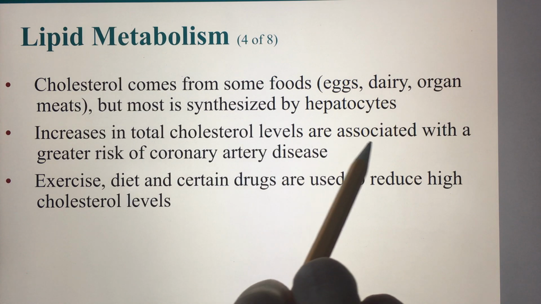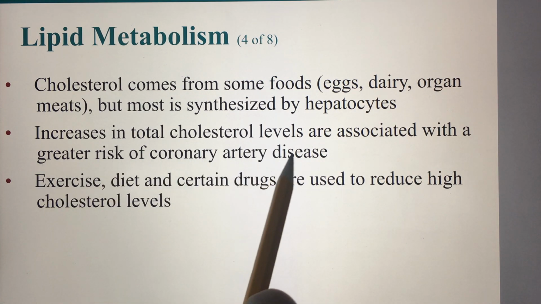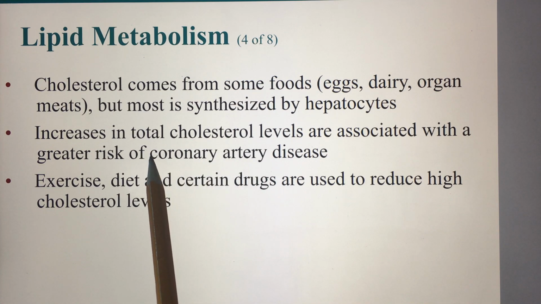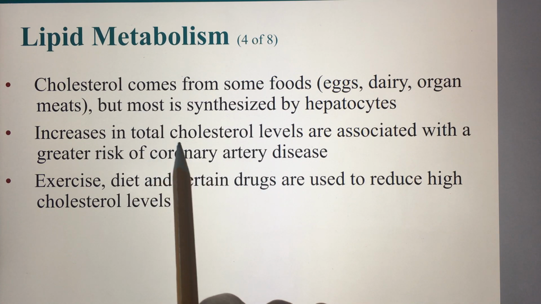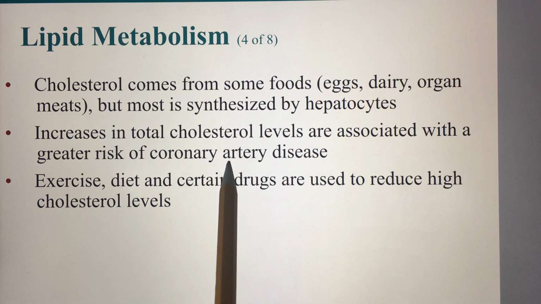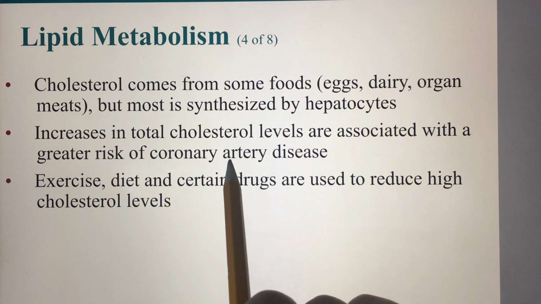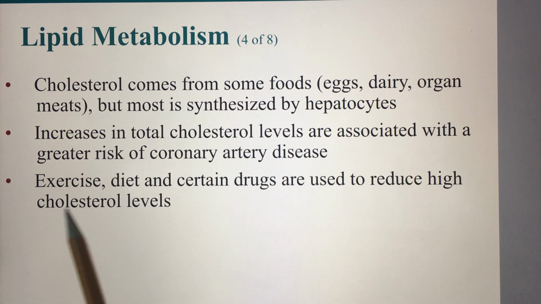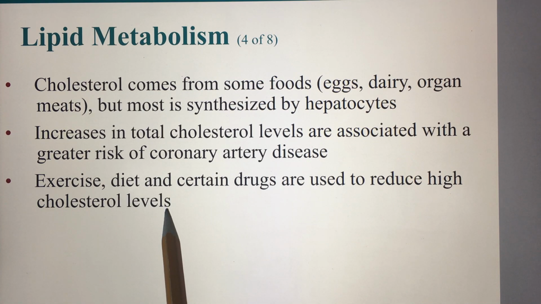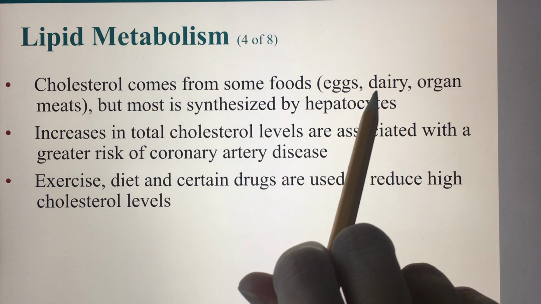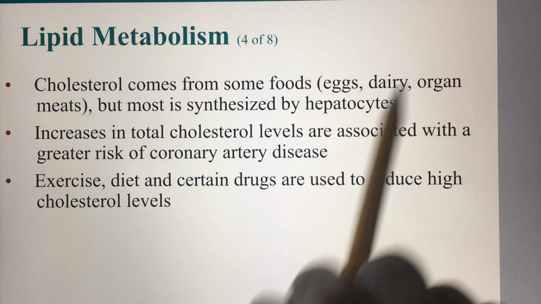Increases in total cholesterol levels are associated with a greater risk for coronary artery disease. Coronary artery is the artery on top of the heart, it delivers blood to the heart muscle. And cholesterol causes blockages in the arteries in our body, especially dangerous if it's the artery of the heart, because it could cause a blockage of that heart artery and a heart attack. Exercise, diet, and certain drugs are used to reduce high cholesterol levels. So eating a diet low in fat, avoiding eating too many eggs, avoiding too much dairy, avoiding too much meat.